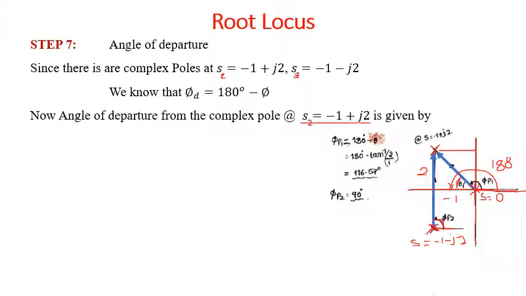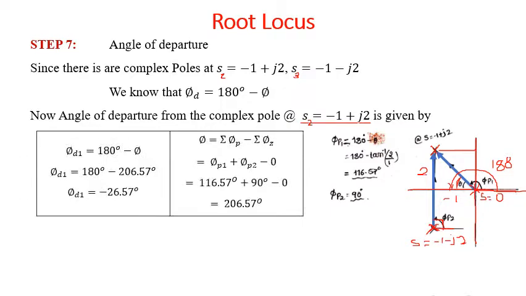Then find phi p2, that is 90 degrees. From visualization itself we came to know this is perpendicular, 90 degrees. Then sum this. Next, we have to find out the phi value.